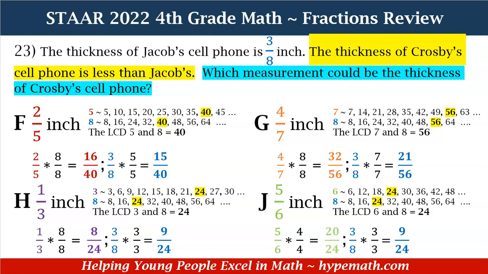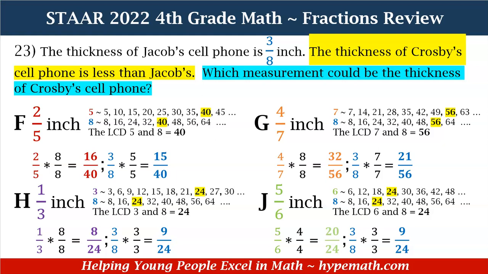So we're starting with 2/5. We are asking ourselves, what number multiplied by 5 is equal to 40? That is 8. So I'm going to multiply my numerator and denominator by 8. Multiplying across, 2 times 8 is equal to 16. 5 times 8 is equal to 40. So now my equivalent fraction for 2/5 is 16 over 40.